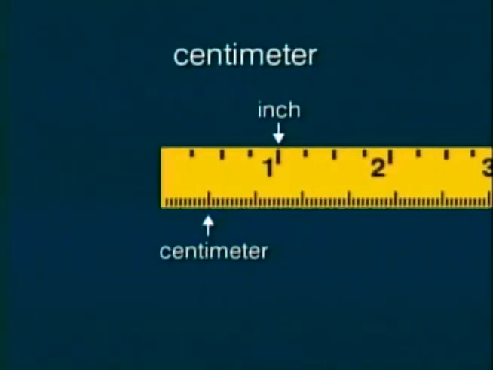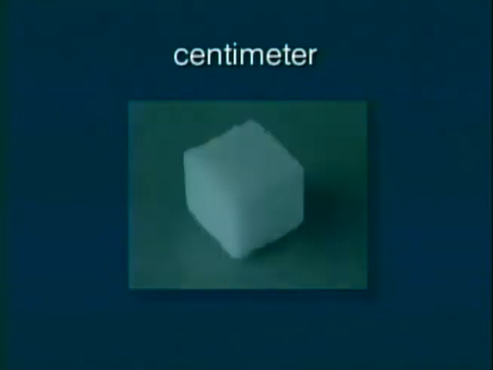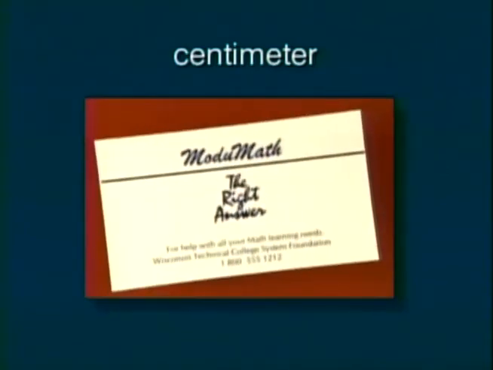The centimeter is another metric unit that is smaller than the inch. It's a little less than half an inch. A centimeter is about the same length as the edge of a sugar cube. We often use the centimeter to measure things that are measured in inches. We'd use centimeters to measure a business card. It's 9 centimeters by 5 centimeters.